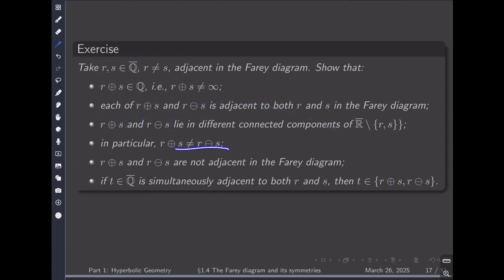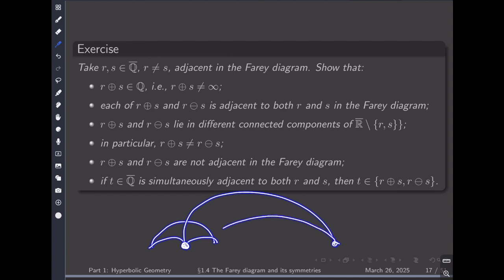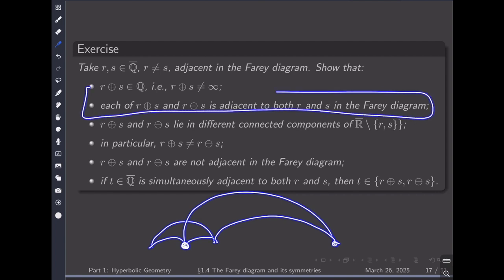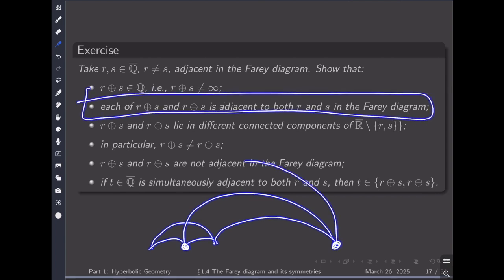In particular they are different. They are not adjacent in the Farey diagram, which means at least I don't have this crossing from here to the naive subtraction. I know by this one that the naive subtraction is connected to them. And so what this one is saying is that there isn't this crossing.